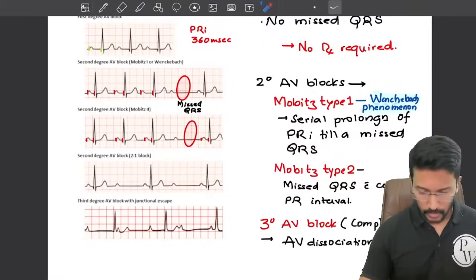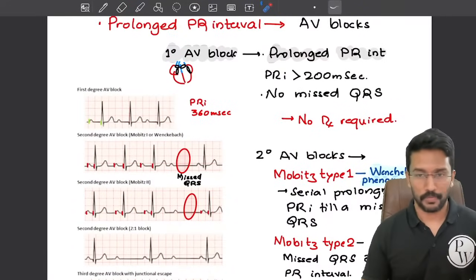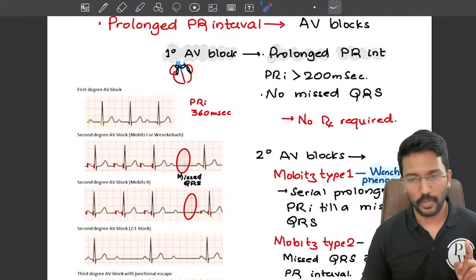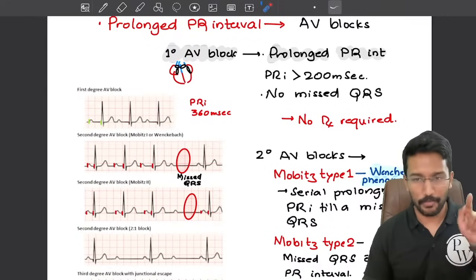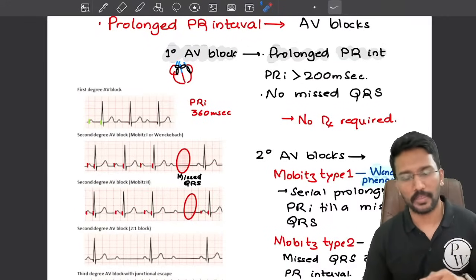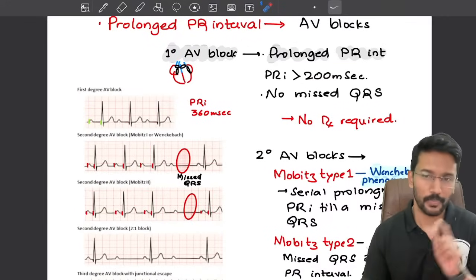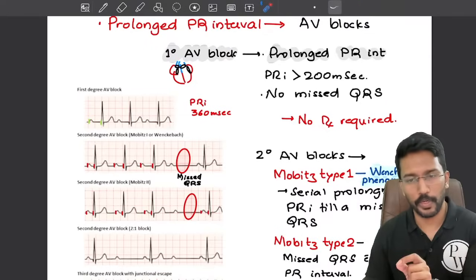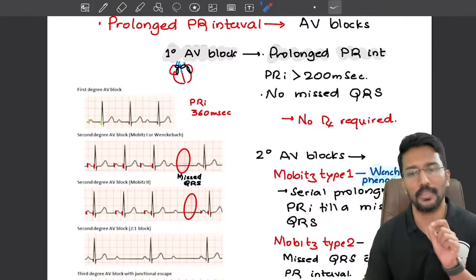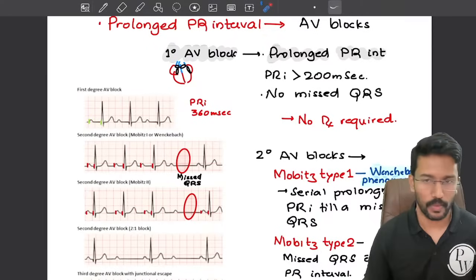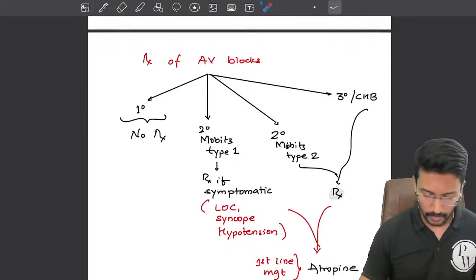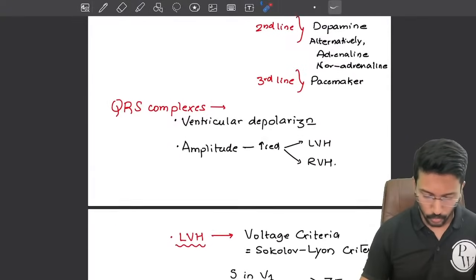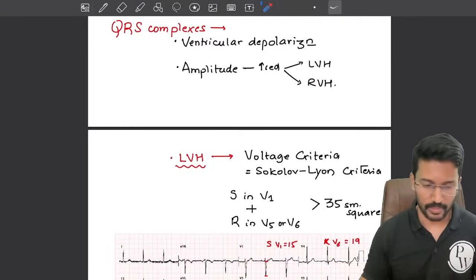Okay. So far I have told you about P waves. A tall P wave is called P pulmonale, which is seen in right atrial enlargement. A biphasic P wave is called P mitral, which is seen in left atrial enlargement. A short PR interval is seen in WPW syndrome, and a prolonged PR interval is seen in AV blocks. Okay. Now after the PR interval, we will go to the QRS complexes.